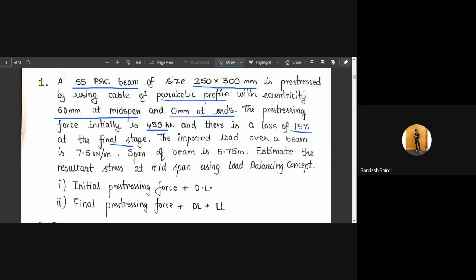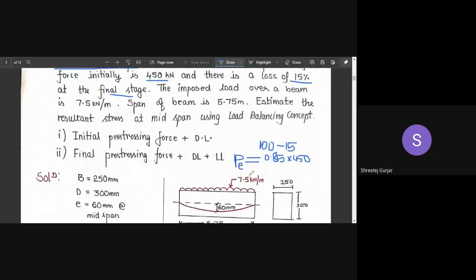0.85 into 450. Because it is a 15% loss, 100% is the total initial pre-stressing force which you had applied. So 100 minus 15%, we are left with 85%. That is your effective pre-stressing force, so 0.85 into the initial pre-stressing force of 450 kilonewton gives PE, the effective pre-stressing force. So that is regarding your pre-stress.